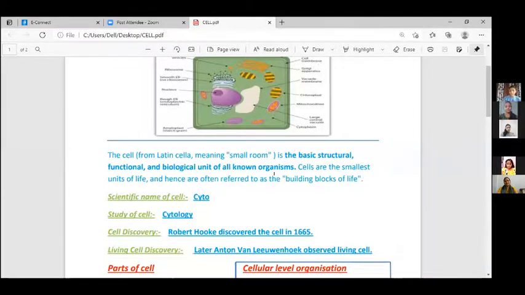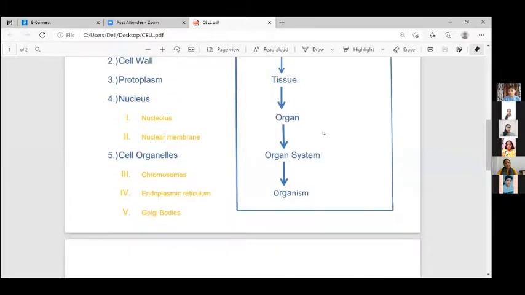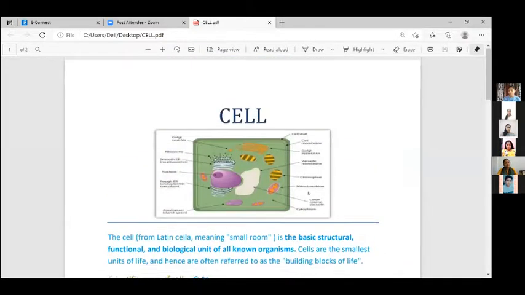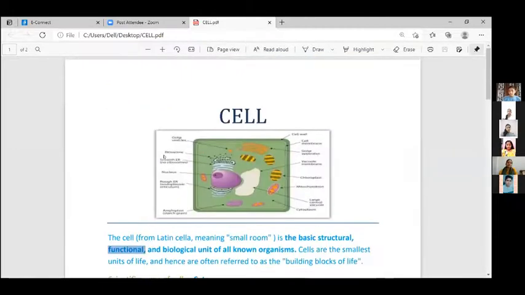Now, what does basic structure mean? Here we study the cellular level of organization. The cell is the smallest unit, then cells combine to make tissues, tissues combine to make organs, organs combine to make organ systems, and then an organism, or any living organism, is formed. And what is functional? Every necessary function required to perform all the basic needs is found in these cells.